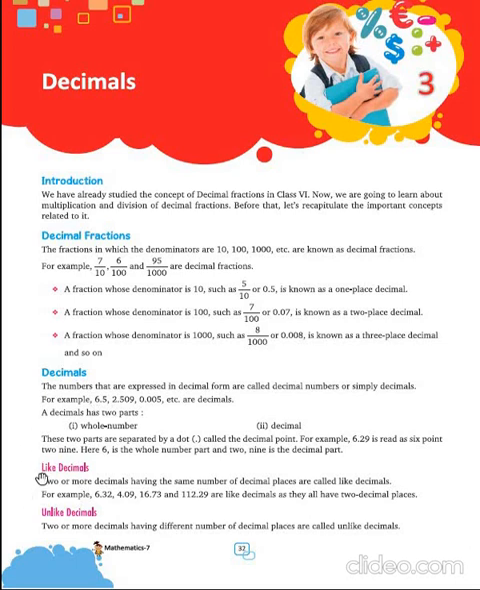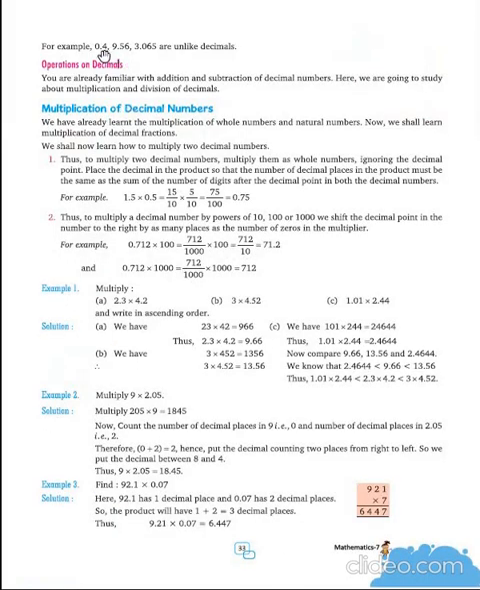Now, let's see different types of decimals. So we have like decimals. Like decimals are those decimals which have the same number of decimal places. So these all are like decimals because they all have two decimal places. Unlike decimals: two or more decimals which have different numbers of decimal places are known as unlike decimals. Like these, they have different decimal places.